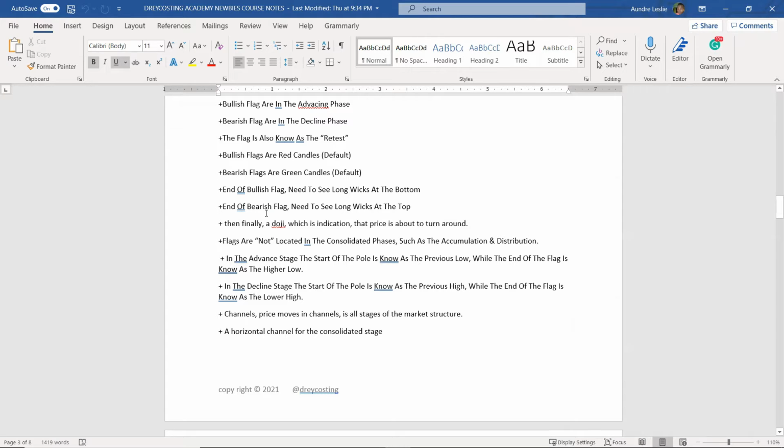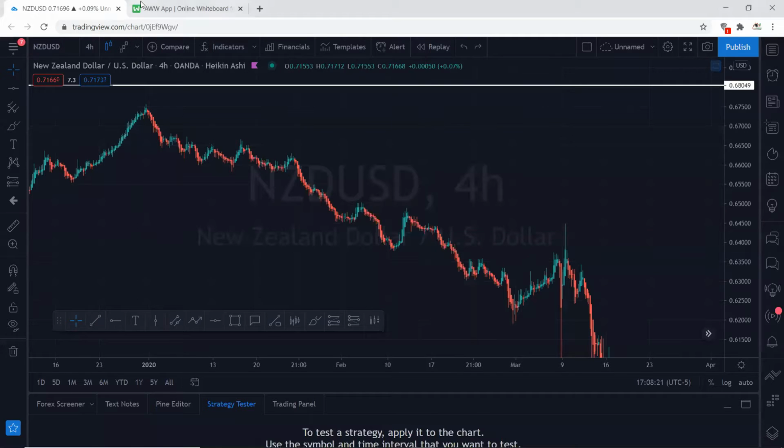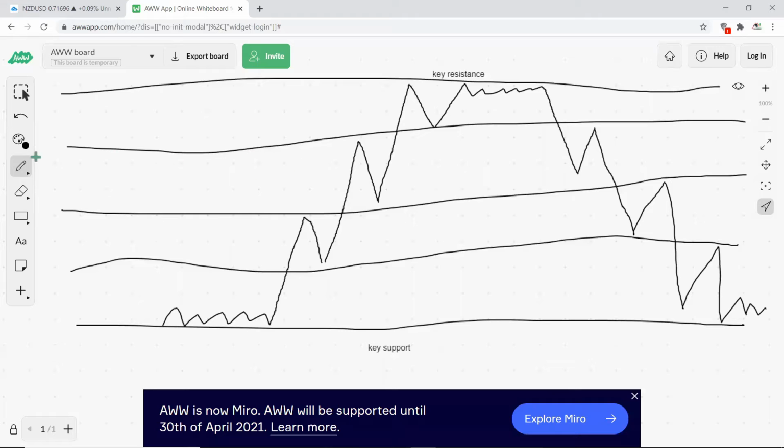All right. So we're going to go to the chart. Let's focus on the bullish flag. At the end of the flag, you need to see some long wicks at the bottom, retesting that previous resistance as support. What do these wicks mean? If you look at the candlestick series, let me clear my whiteboard so you can see what I'm talking about.